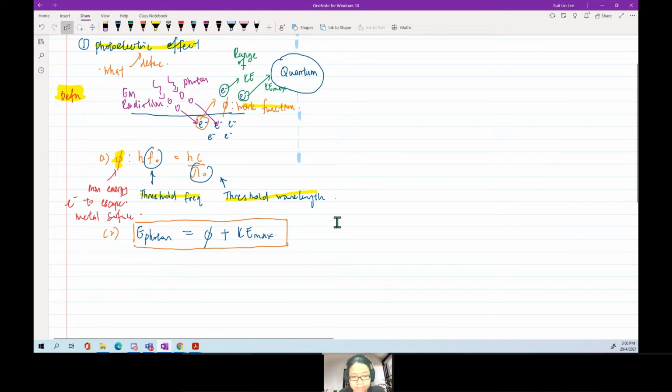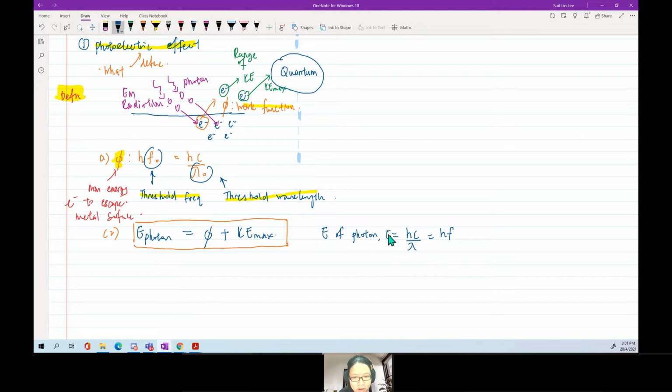But we look at this one. This is the main equation. Okay, auxiliary equation, meaning just because you know this equation doesn't mean you can use it. We need some additional equations, like side dishes. So the first auxiliary equation is the energy of photon. Photon is light particle. So this will be equal to hc over lambda or hf.